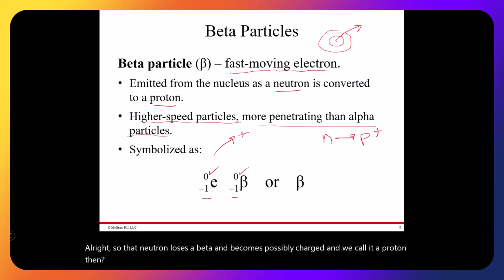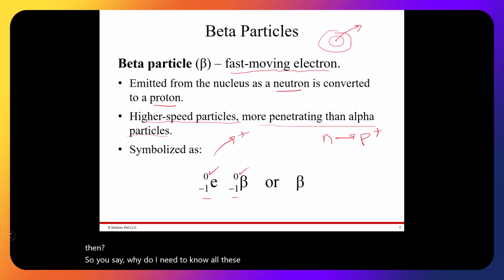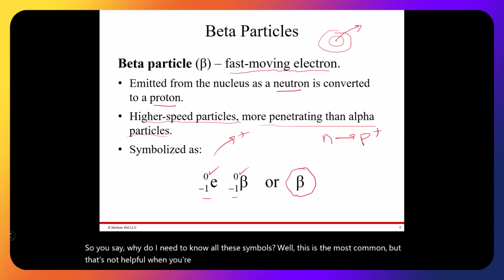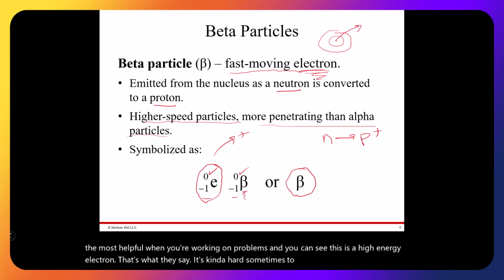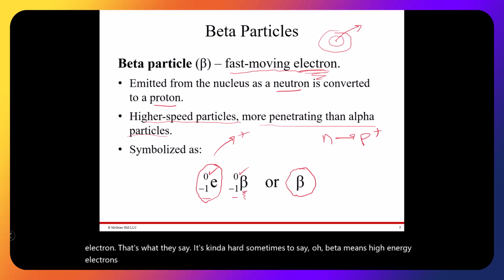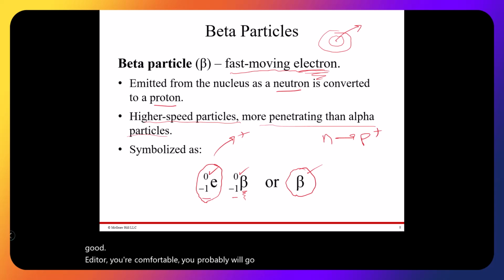So you say, why do I need to know all these symbols? Well, this is the most common, but that's not helpful when you're trying to balance a nuclear equation. This is probably the most helpful when you're working on problems. And you can see this is a high energy electron. That's what they say. It's kind of hard sometimes to say, oh, beta means high energy electron. So starting out, I think this symbol is probably the most important. When you get good at it or you're comfortable, you probably will go with the simple beta.